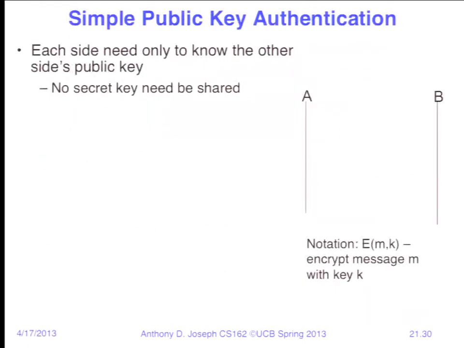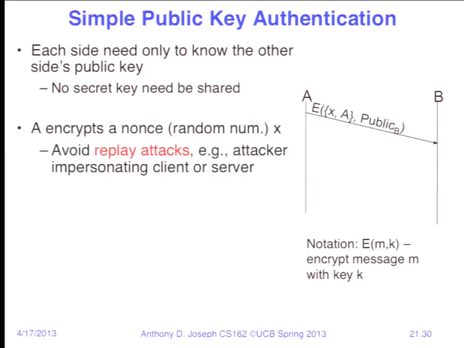Okay, so how does this work? Each side only needs to know the other side's public key. There's no secret key that has to be shared initially. So A is going to encrypt a nonce with B's public key. Now, B receives that message, decrypts the message, and sends back a message containing X, Y, and B, where Y is a nonce that B has generated. All of that's encrypted with A's public key.